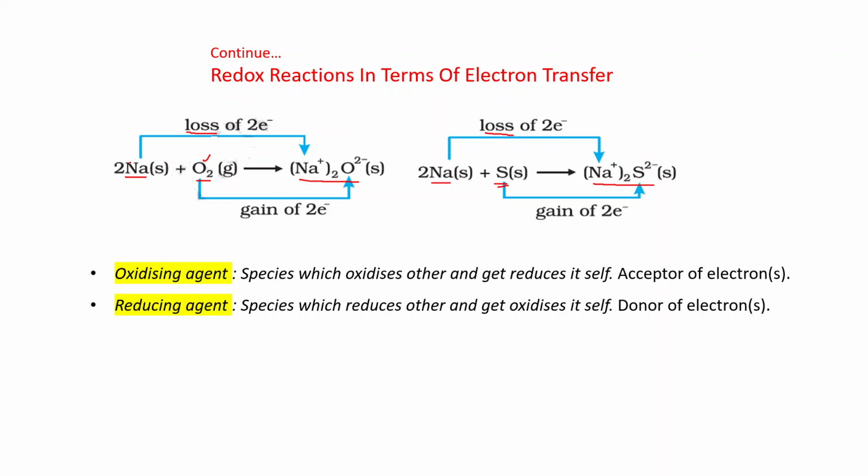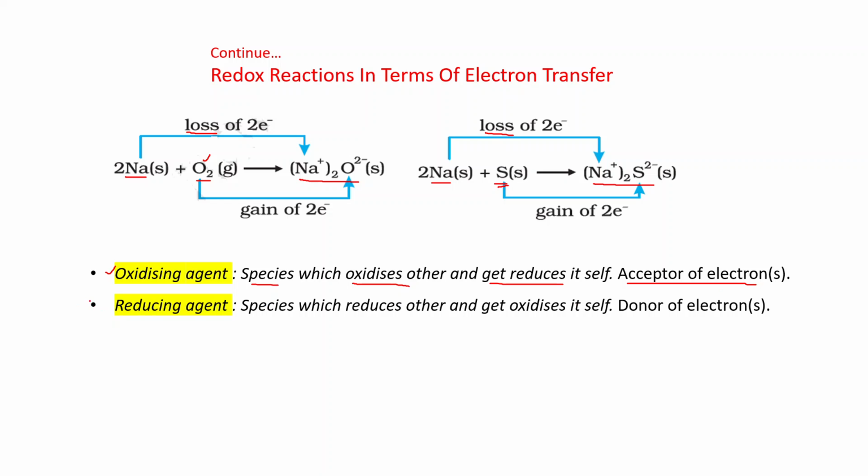Now when sodium loses the electron, oxygen is gaining this electron. If oxygen is not there, then sodium is not able to lose the electron. So we can say oxygen is responsible for the oxidation of sodium. Such a species which oxidizes others is known as an oxidizing agent, and itself it is reduced by accepting electrons. So we can define an oxidizing agent as a species which oxidizes others and gets reduced itself, or we can say that an oxidizing agent is an acceptor of electrons.